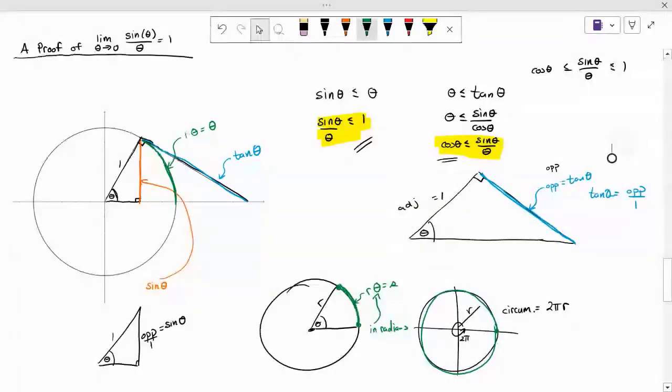So now we can take the limit as theta goes to 0. As theta goes to 0, cosine will go to 1. Cosine of 0 is 1.